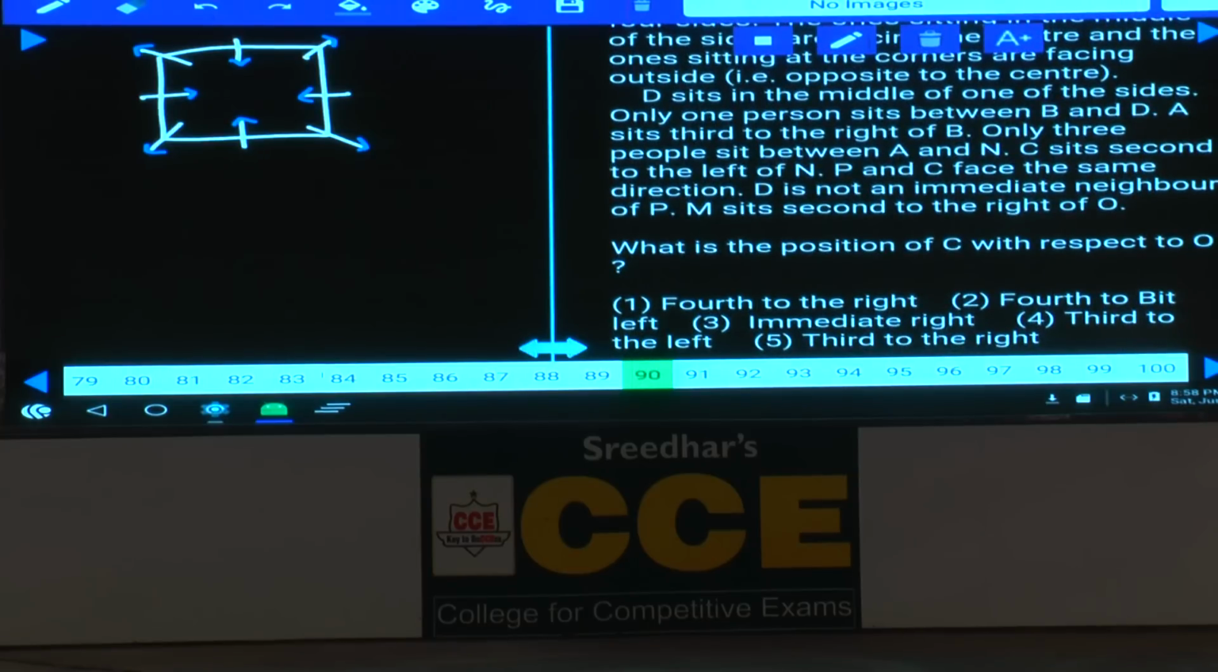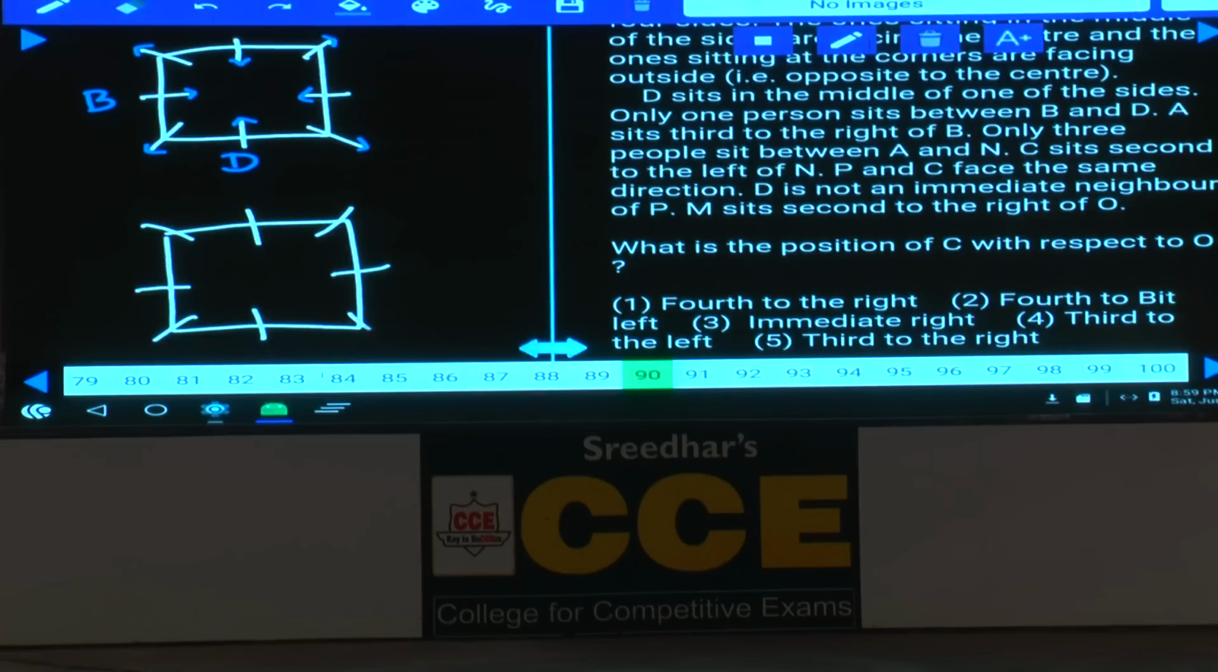Then D sits in the middle of one of the sides. D is here. And only 1 person between B and D. As there is only 1 person between B and D, B can be here, that is one possibility, or B can be to the right hand side of D. So we have 2 possibilities. Now the persons seated at the corners are facing away and those in the middle are facing towards the center. If D is here, B will be here.